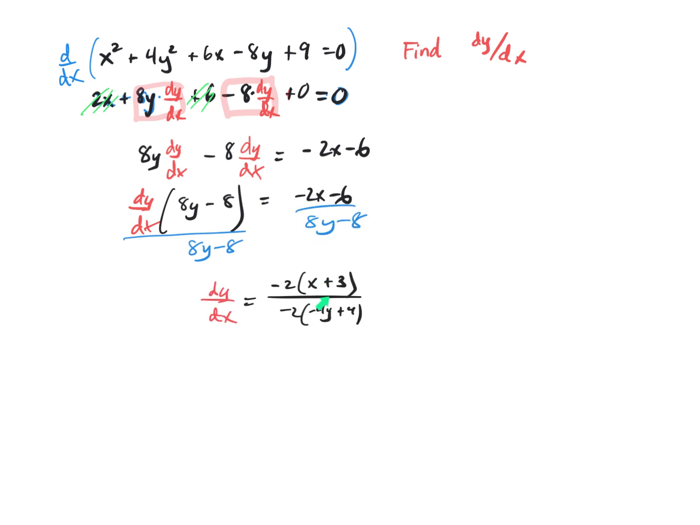Simplify this expression. Factor out the negative 2 in the top. Factor out a negative 2 in the bottom. And the first derivative is x plus 3 over negative 4y plus 4.